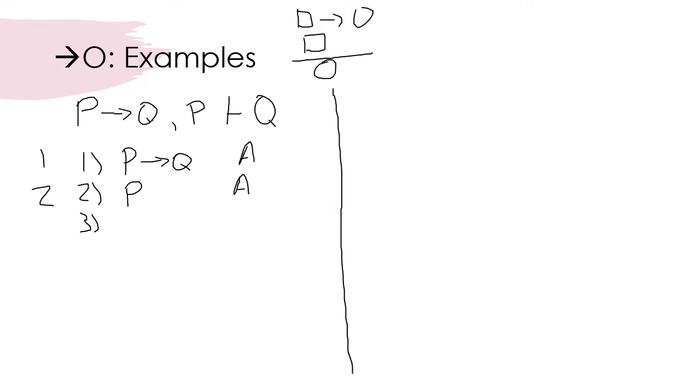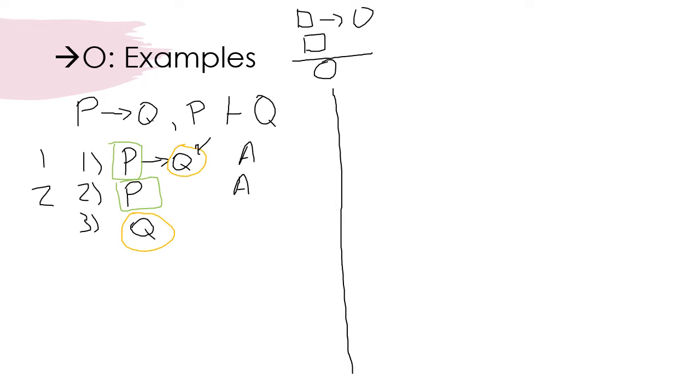Now we have, and this is why I did the squares and circles, because you have a square here, you have a circle here, you have the square here. That means you can derive your circle here. And so what's in our circle up here? Well, it's just Q.